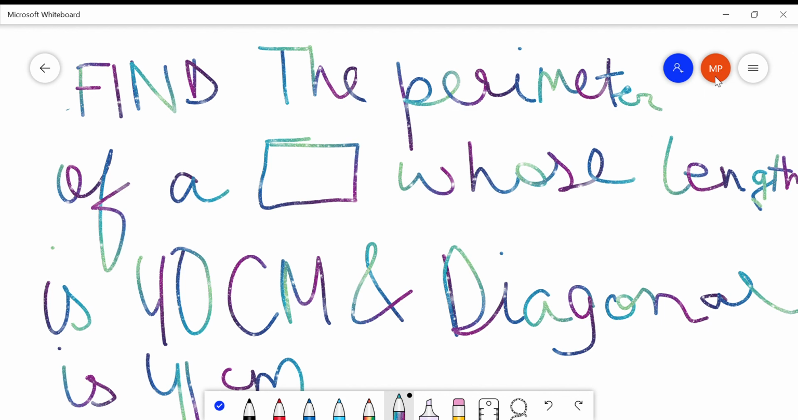So this is the homework question, guys. If you don't understand my handwriting on this whiteboard, I will put it in the comment section down below. Let me read it out once more: find the perimeter of a rectangle whose length is 40 centimeters and diagonal is 41 centimeters. It's a very tricky question actually. It's super easy to solve if you understand the terms diagonal and length.